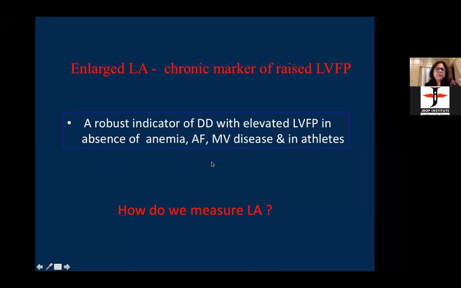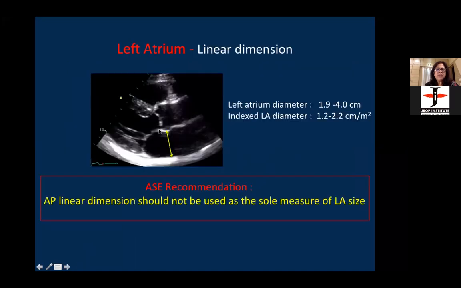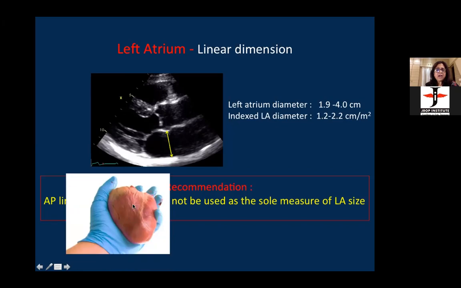Now the question is, how do we measure left atrium? How do we say that left atrium is enlarged? Well, it's always the parasternal long axis view, which we start, and we measure the anteroposterior diameter from the inner edge to the leading edge, and we say, no, left atrium is normal or left atrium is enlarged. But if you look at it, the heart is a three-dimensional structure. So also the left atrium, it is a chamber.